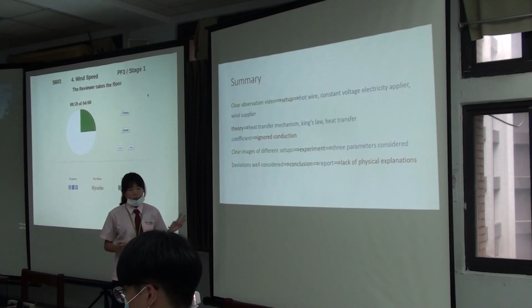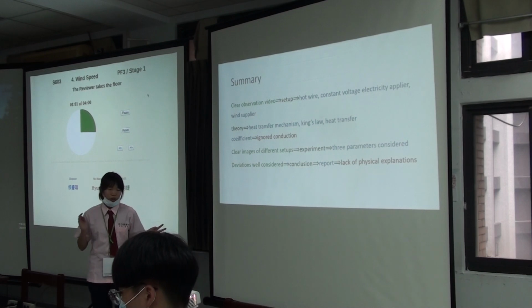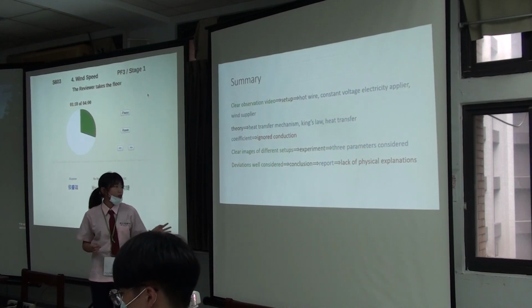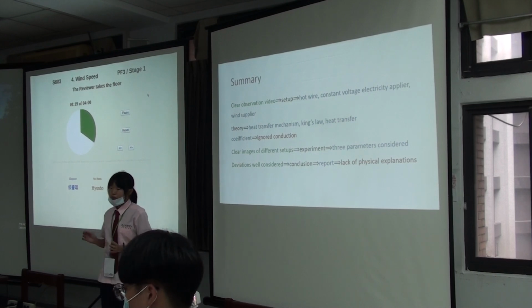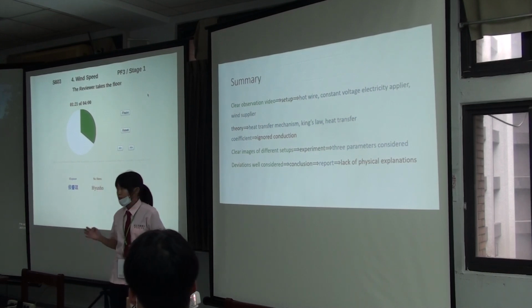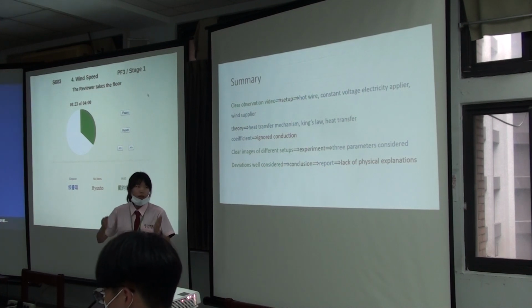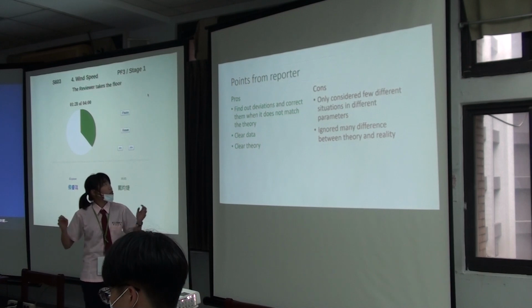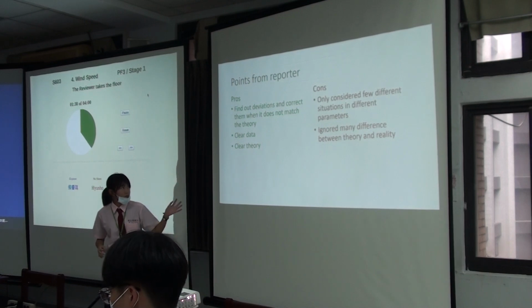But I also think they could consider more parameters, like environmental parameters. And in their conclusions, their deviations are well considered, and they even made a correction equation. However, I think their correction equation lacks a physical explanation of why and how they got this correction.